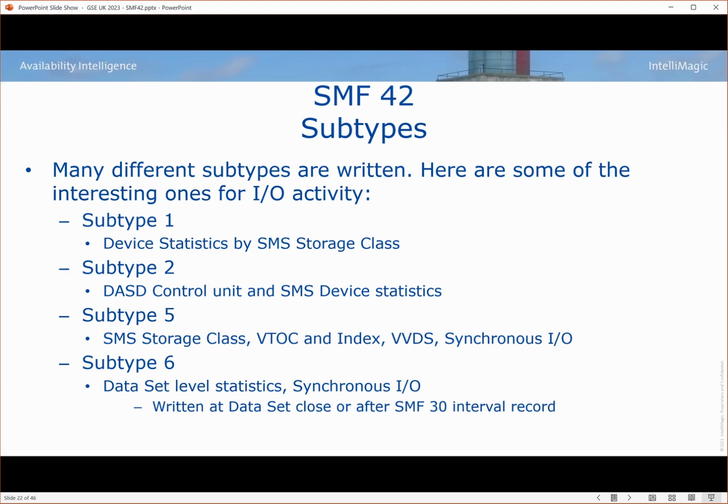SMF 42 has many different subtypes. Here are some of the subtypes that are interesting for us for the IO activity. Okay, subtype 1, looking at the storage class activity, control unit subtype 2, or 5 and 6, where we're looking at VTOC or dataset statistics or dataset information. And of course, synchronous IO. So a lot of very interesting information with the 42 records.